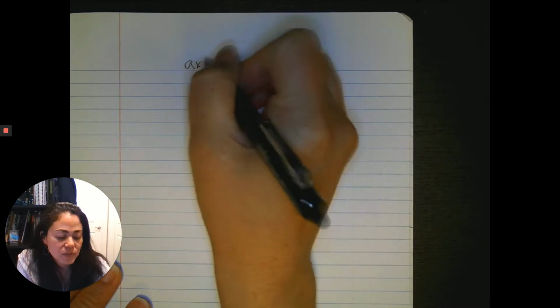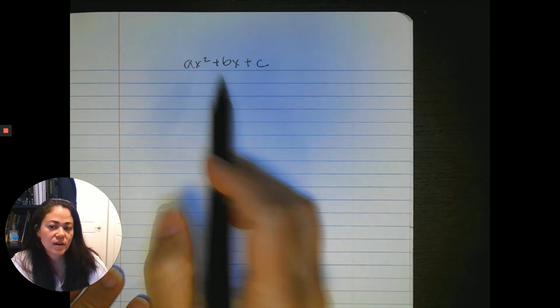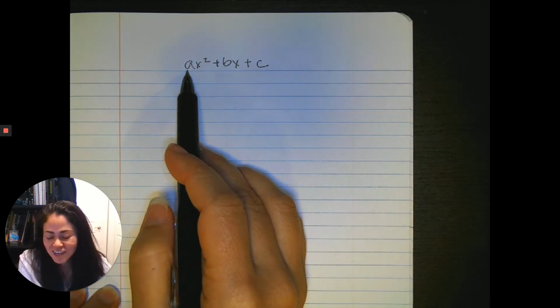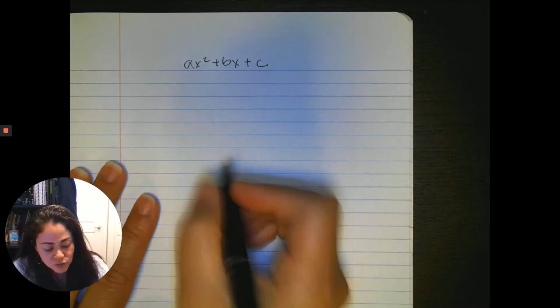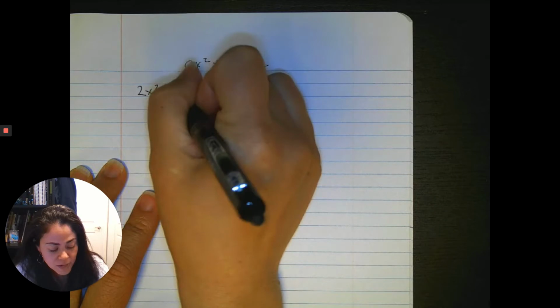A couple more examples of factoring quadratics in the form ax squared plus bx plus c, where now we are looking at cases where a is not just equal to 1. So let's look at this example: 2x squared plus x minus 21.